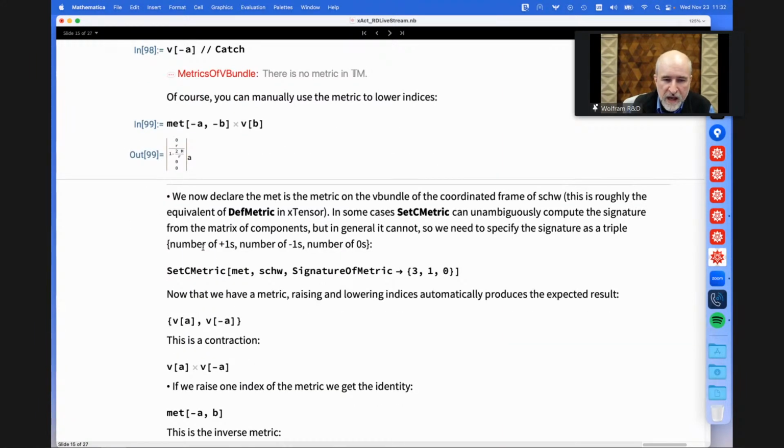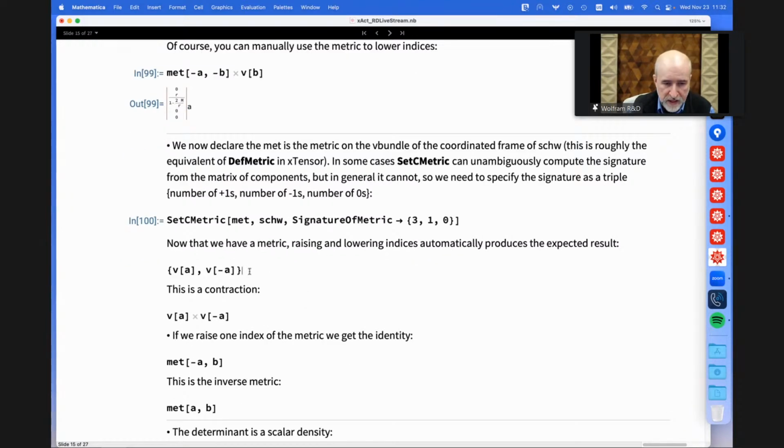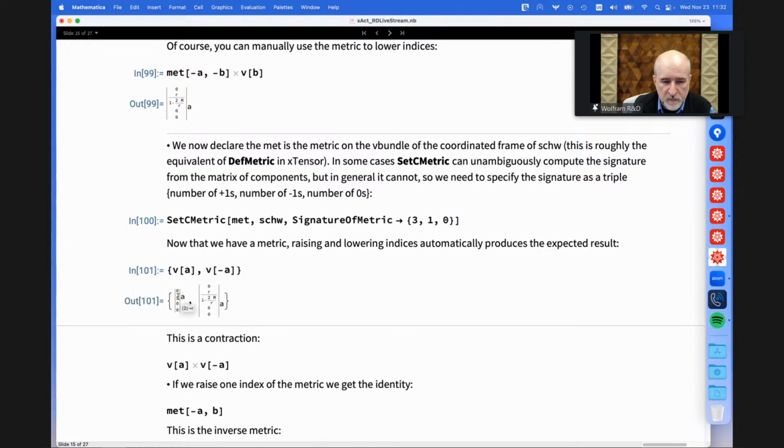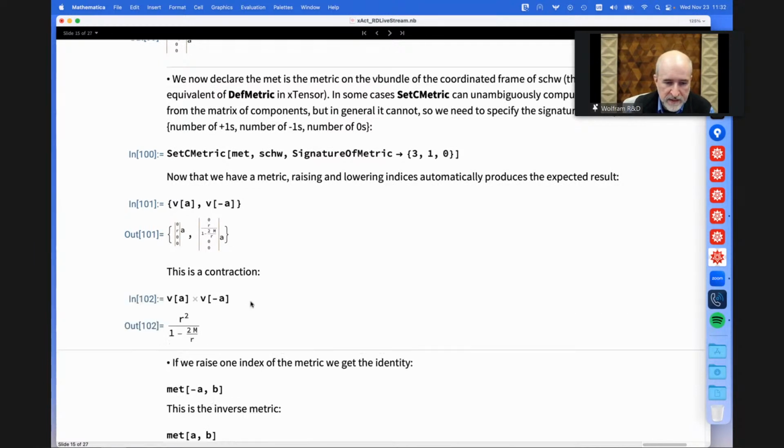So now, how do we tell the system this is a metric? Well, we do this. We set this metric. We tell it, okay, it's using this chart. And sometimes it cannot figure out what the sign is. This may be completely symbolic. So we have to tell it: it has 3 positive directions, 1 negative direction, 0 zeros. Okay, so now we can use both, you see, and it will not complain. It will automatically raise and lower indices as needed. This is very useful. And this is a contraction, right?